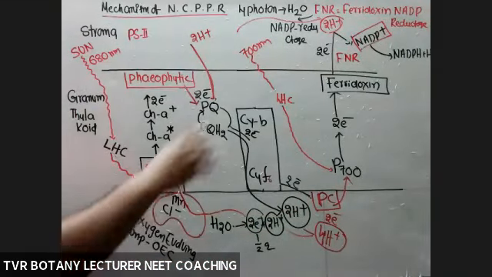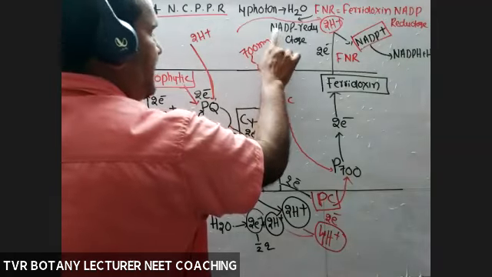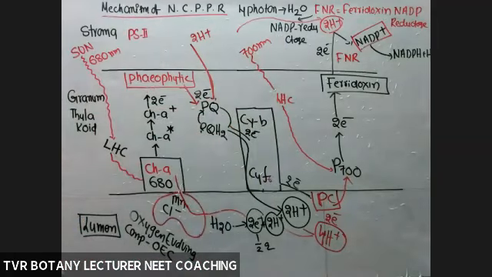So far, how many enzymes involved? So far, 1 enzyme involved. Okay, so it was not completed. Okay, so far we completed the flow of electrons only, right? Is it clear?